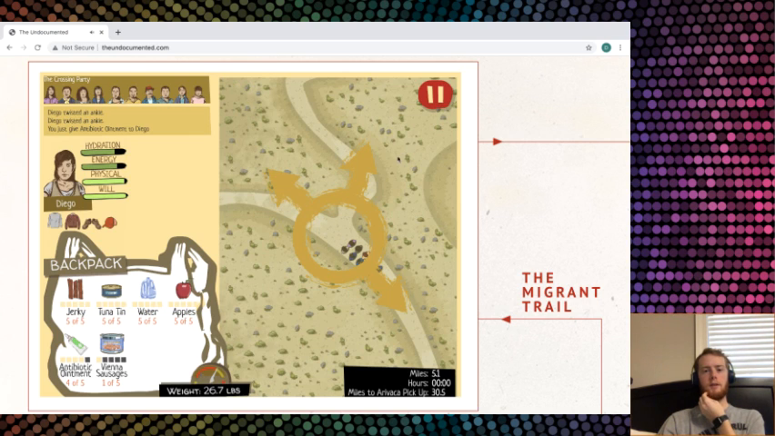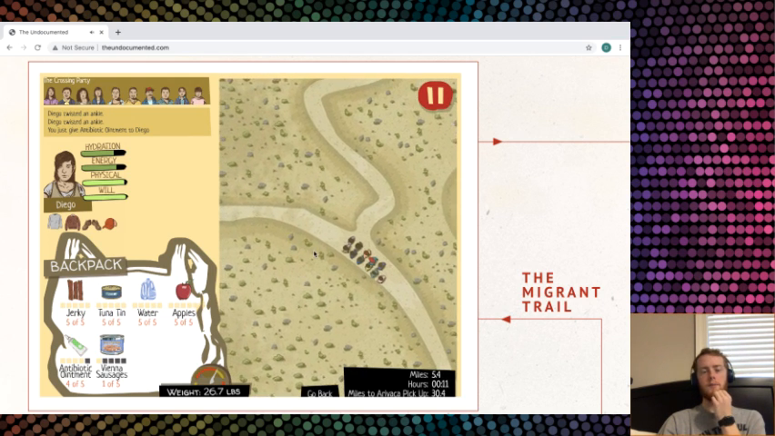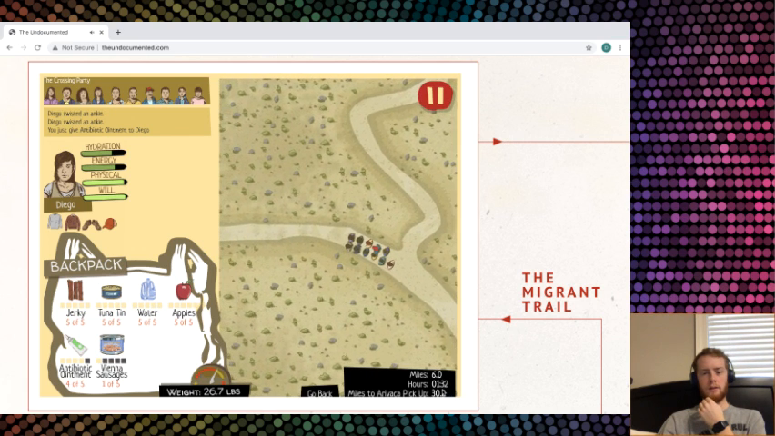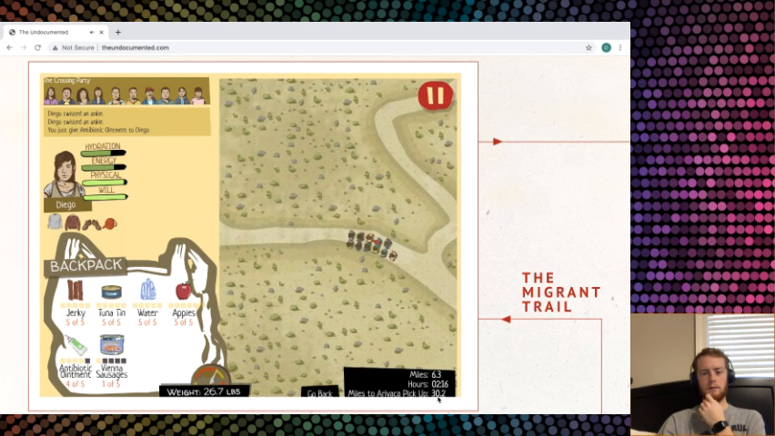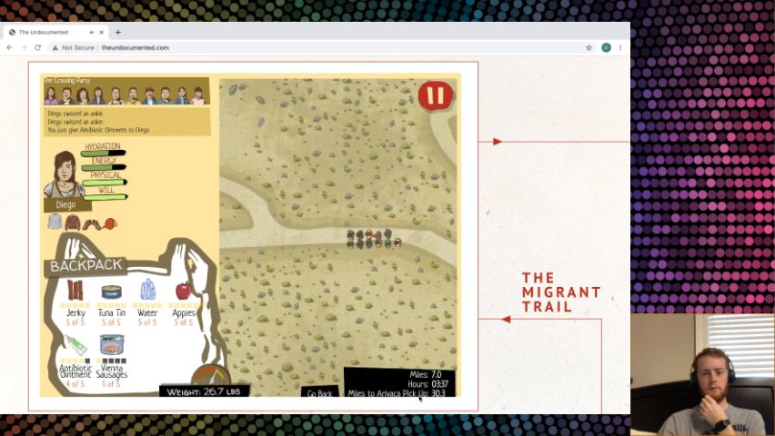Right here already we had to make a decision regarding which way we should go. I guess it doesn't really make a difference. I feel like the coyote should be telling us which way to go. Let's just go that way. I don't know what the difference would be. Hours. Oh wow. Okay, we got 30 more miles to go.